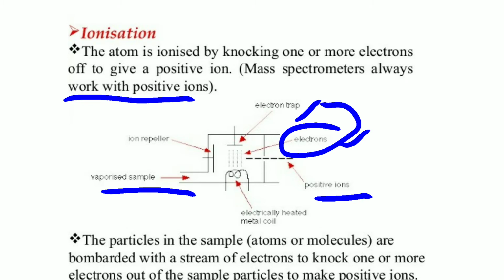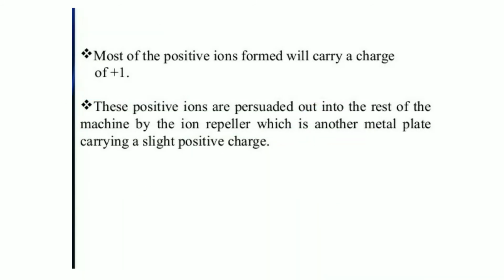The atom gets bombarded and dissociated, and positive ions form by knocking off more and more electrons. Most of the positive ions formed carry a charge of +1. These positive ions are pushed out into the rest of the machine by the ion repeller, which is another metal plate carrying a slight positive charge.